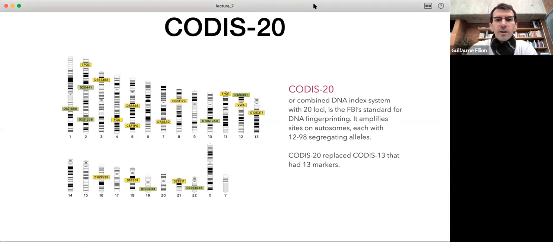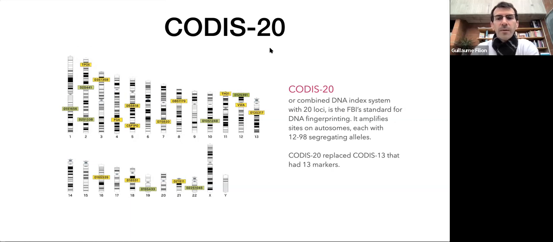So this is particularly interesting for a system that's called CODIS20. CODIS20, or Combined DNA Index System with 20 loci, is the FBI's standard for DNA fingerprinting. It amplifies sites on autosomes, each with 12 up to 98 segregating alleles. So that's the kind of stuff that you see in CSI and all these Hollywood-based forensic shows. It's actually all based on the real system, which is called CODIS20.